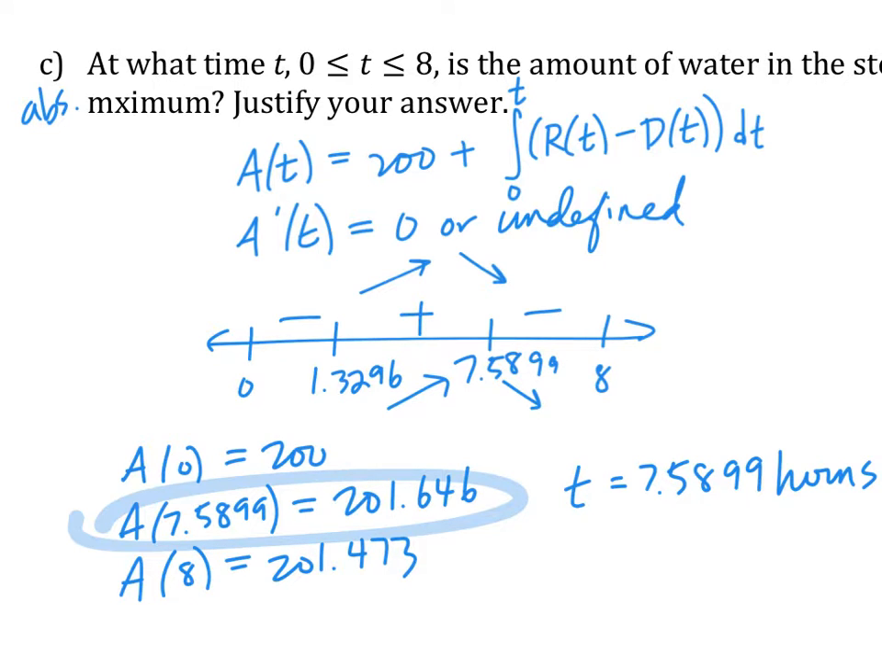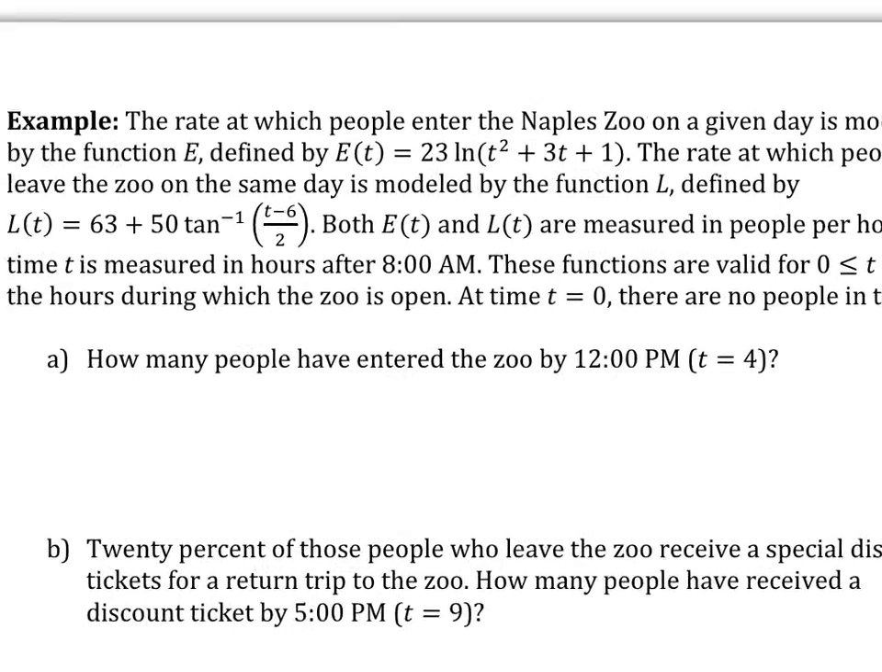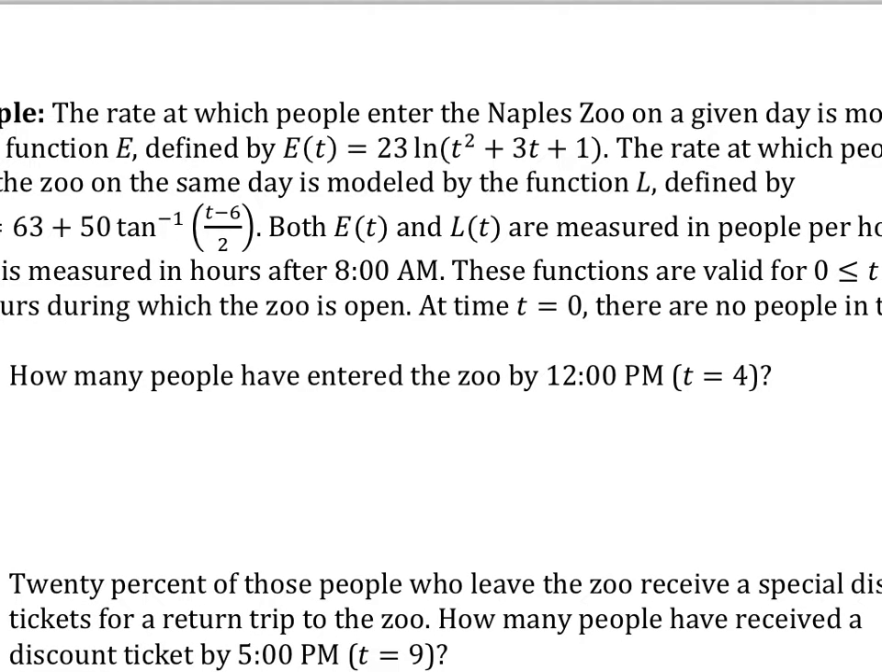Okay, we probably won't be able to finish the other one, but let's start it anyways. The rate at which people enter the Naples Zoo on a given day is modeled by the function E. The rate at which people leave the zoo is modeled by function L. Both E and L are measured in people per hour, and time is measured in hours after 8 a.m. These functions are valid for 0 to 12, the hours during which the zoo is open. At time t equals 0, there are no people in the zoo.